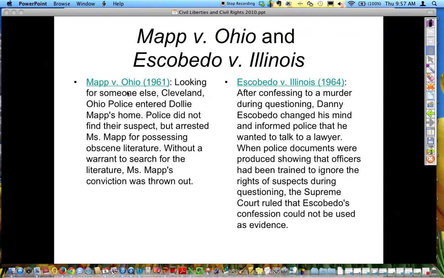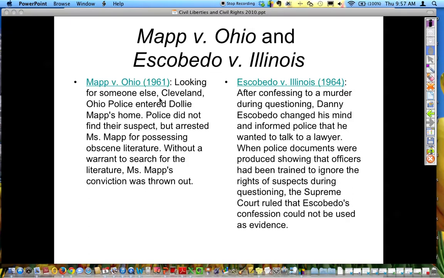The court case Mapp versus Ohio. When the police were looking for someone, they went to the home of Dollree Mapp. Police did not find the suspect, but they arrested her for possessing obscene materials in the basement in a trunk. Without a warrant to search for the literature, Miss Mapp's conviction was thrown out.